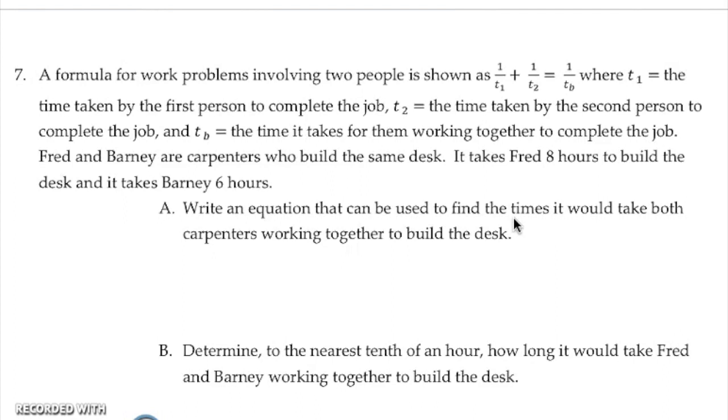Fred and Barney are carpenters who build the same desk. It takes Fred 8 hours and it takes Barney 6. Write an equation. So it's starting by just asking me to write this equation. So I'm going to start by saying, okay, 1 over Fred's time plus 1 over Barney's time, and I'm sorry, Barney's time is 6, is 1 over their combined time. So that equation is really what I'm going to start with.